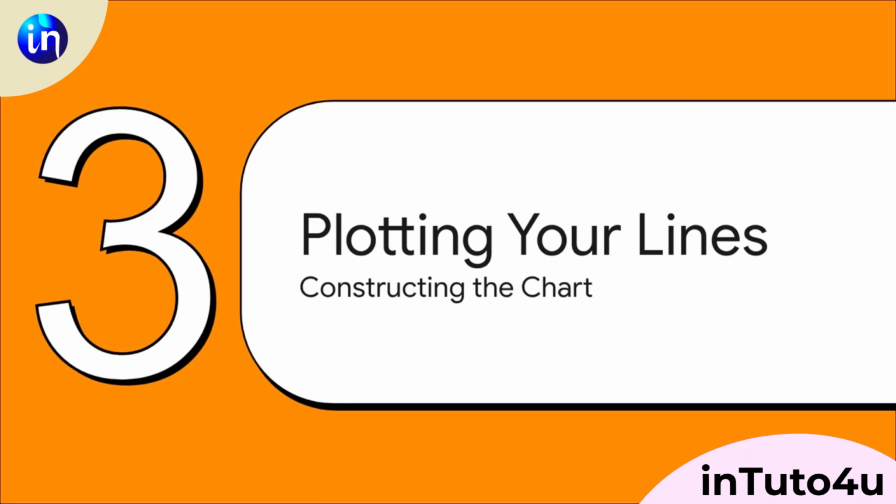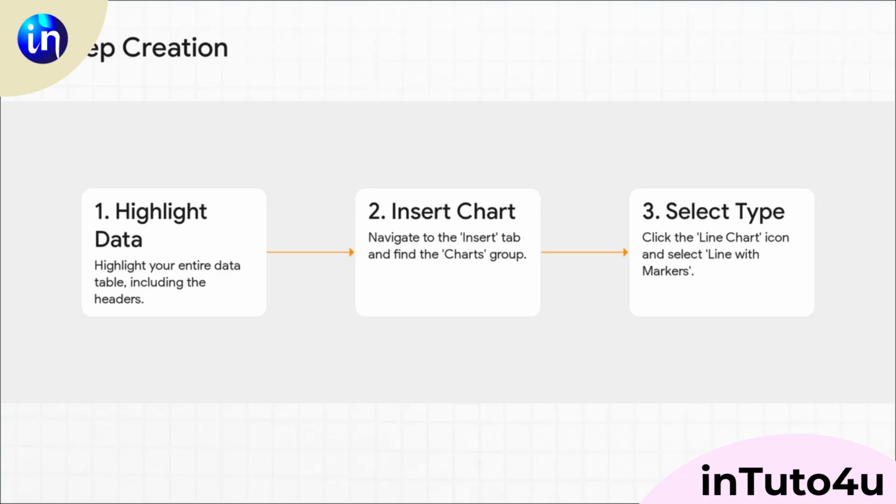And this is honestly the fastest part of the whole process. You're going to see the basic skeleton of your chart pop up in just a couple of clicks. The whole thing is really just 3 quick moves. First, you highlight the entire table and make sure you get those headers. That tells the software what to name everything automatically. Then, you just insert a line chart.